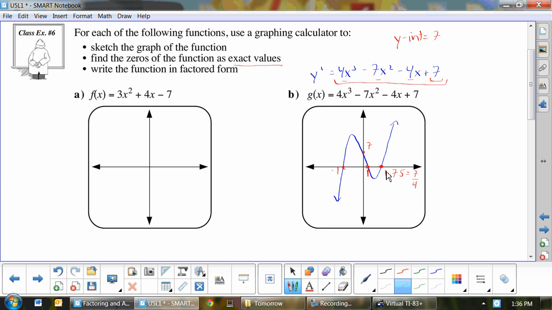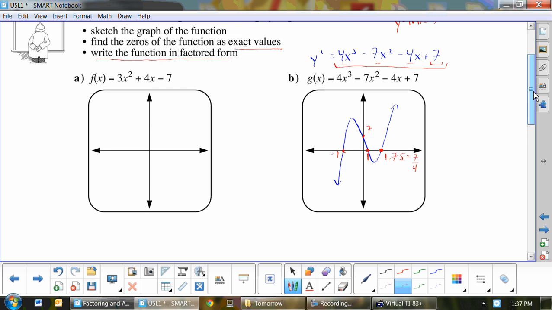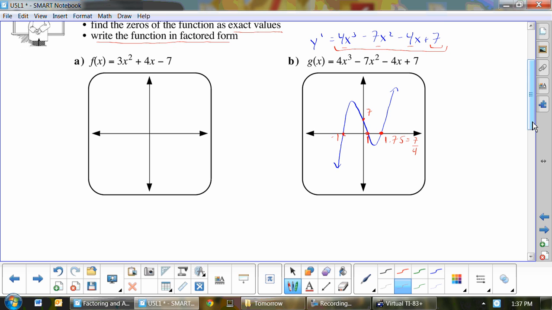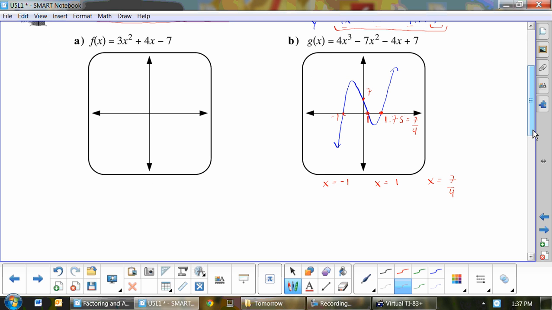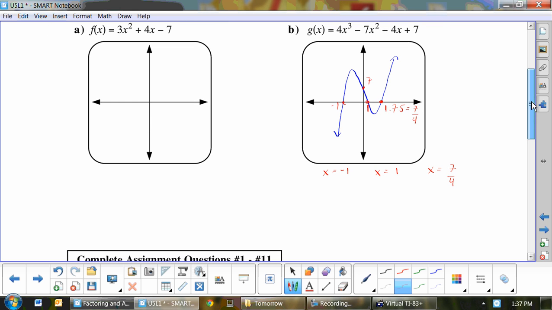Okay? And so the last part of this question is write the function in factored form. So this is where we use our x-intercepts to find the factors, right? So we go x is equal to -1, x is equal to 2, and we can go x is equal to 7 divided by 4. Okay? We're writing the function in factored form. Okay, so we're using our x-intercepts to find our factors.